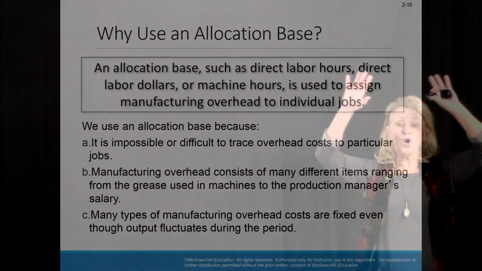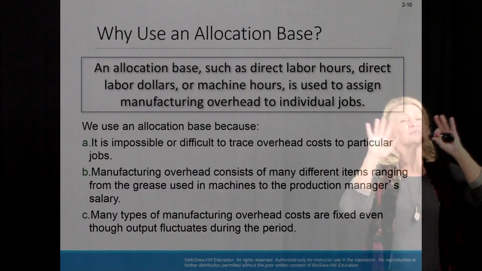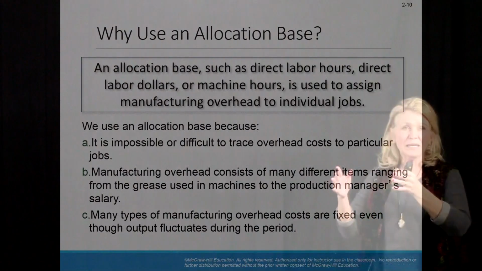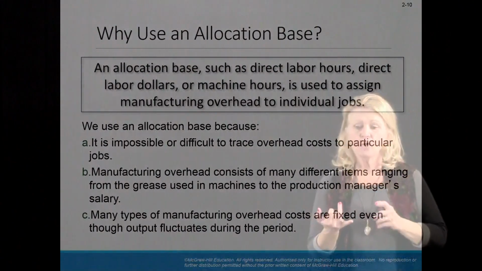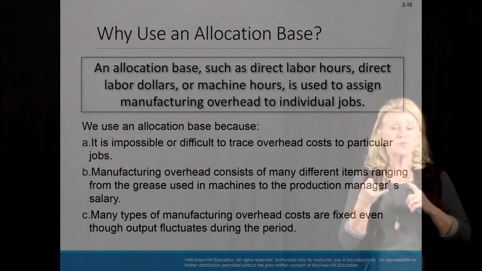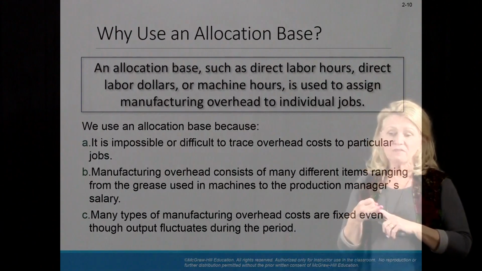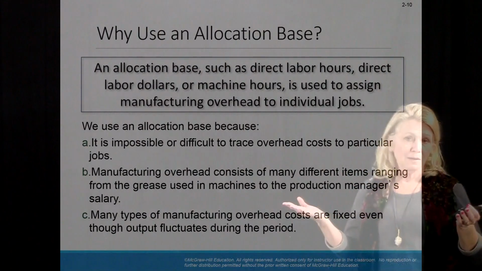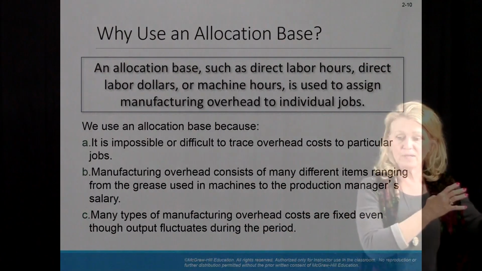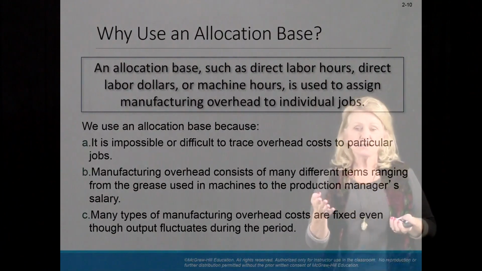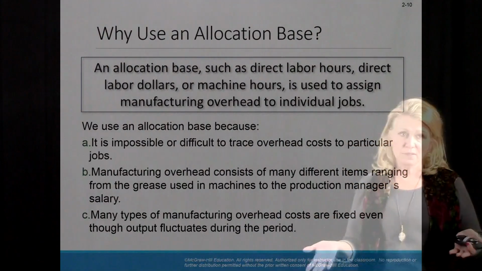Okay, so we take our total overhead for manufacturing, and we figure out how to assign that total overhead to individual products. So we always use an allocation basis for 3 reasons. 1, when it's impossible or difficult to trace allocation costs to particular jobs. 2, when manufacturing overhead consists of many different items, from grease in a machine to dollies to production manager's salary, and also because many types of manufacturing overheads are fixed, even though output fluctuates during the period.